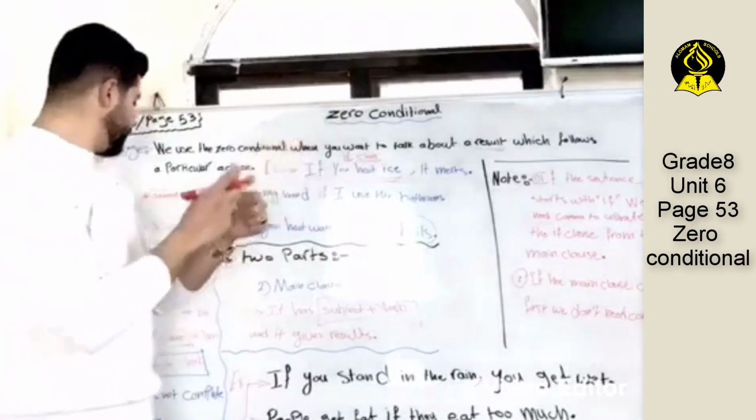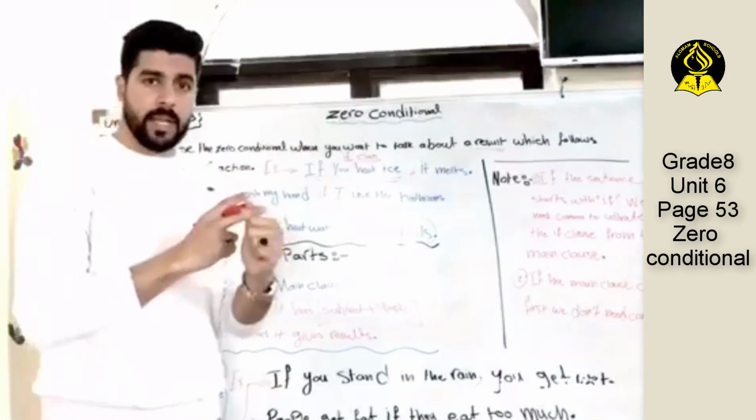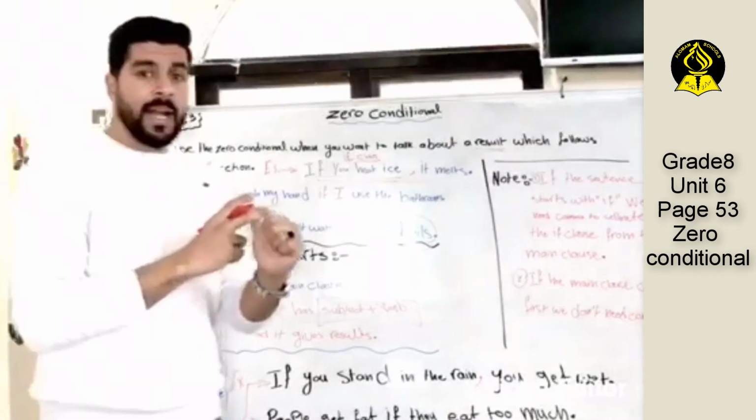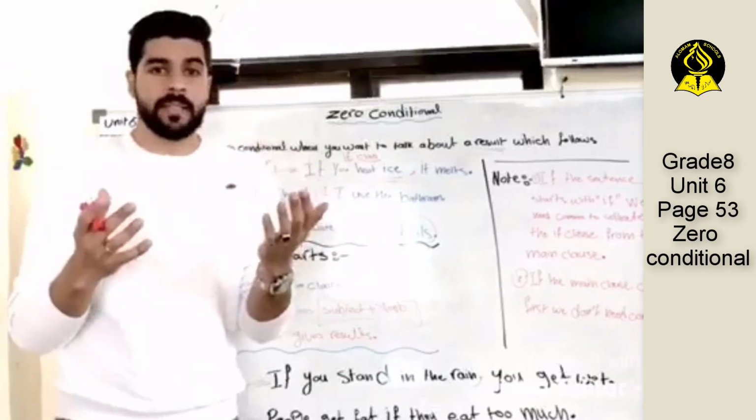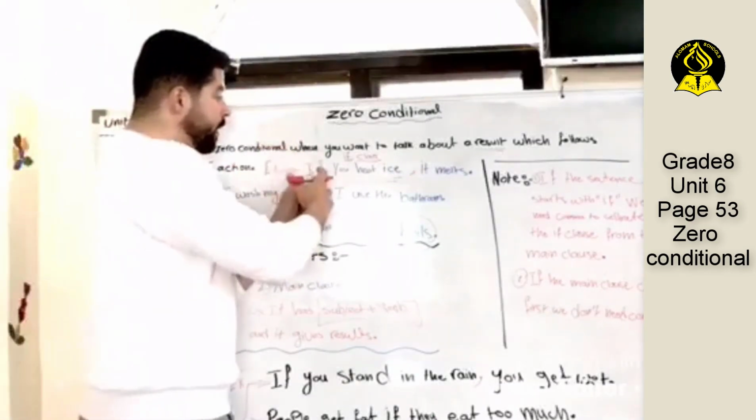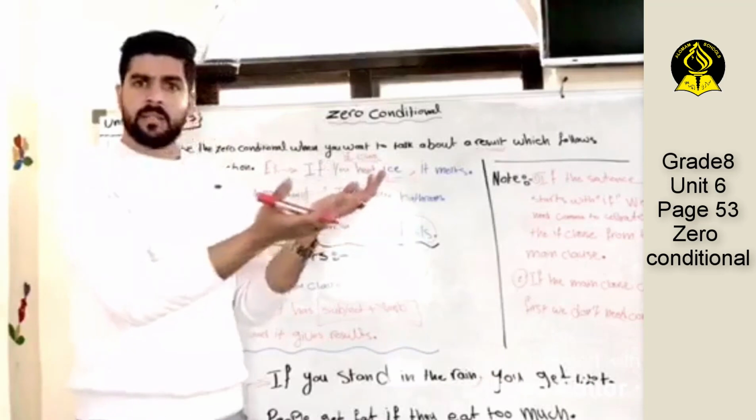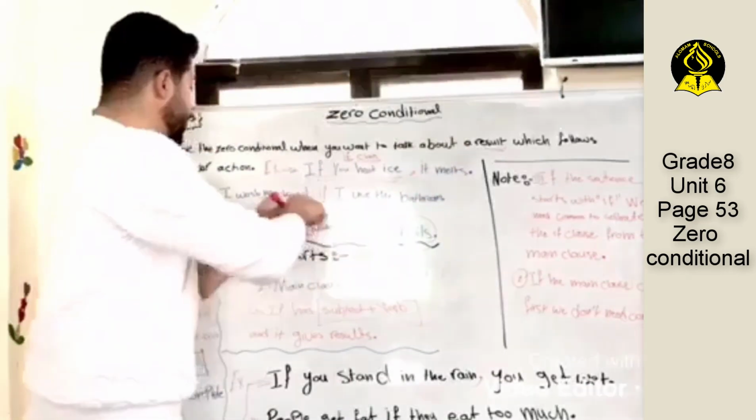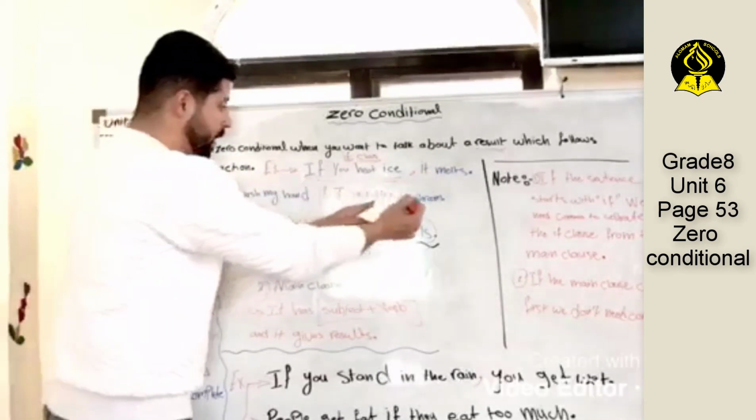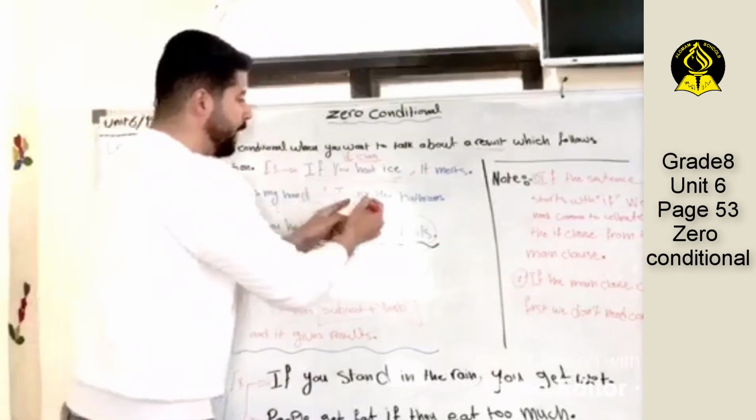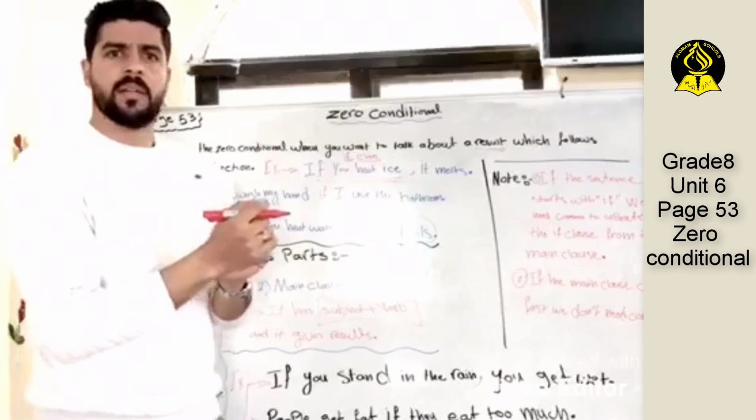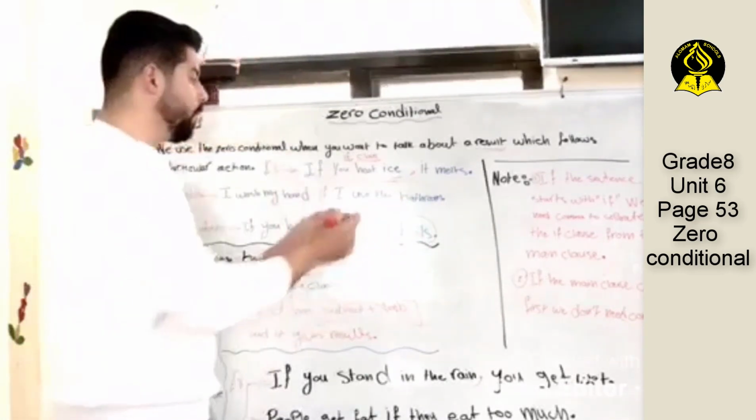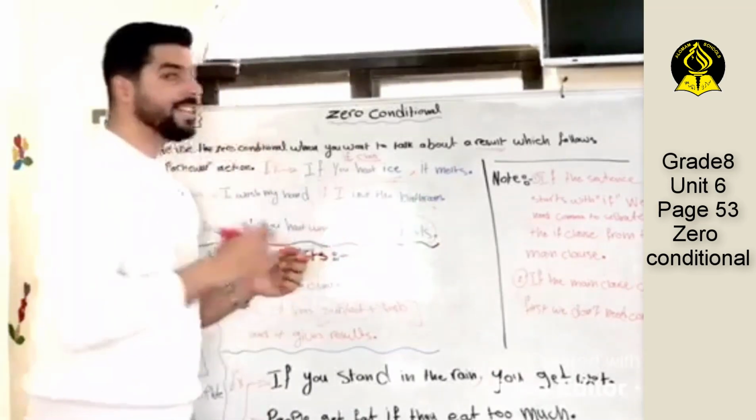So the first part, if clause or condition, it has a subject and it has a verb, but it's not a complete sentence. For example, again, if you heat ice, what will happen? So it melts. If I use the bathroom, what will happen? Or what is the result? So it's not a complete sentence.